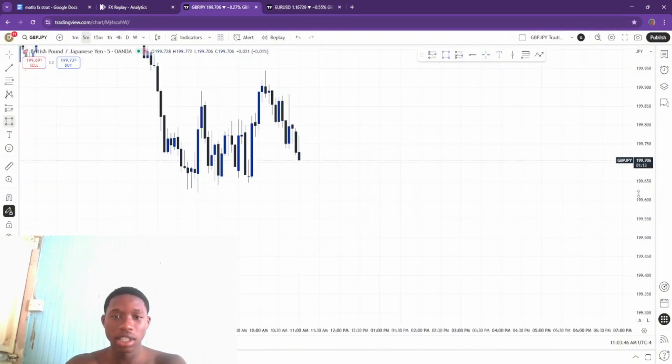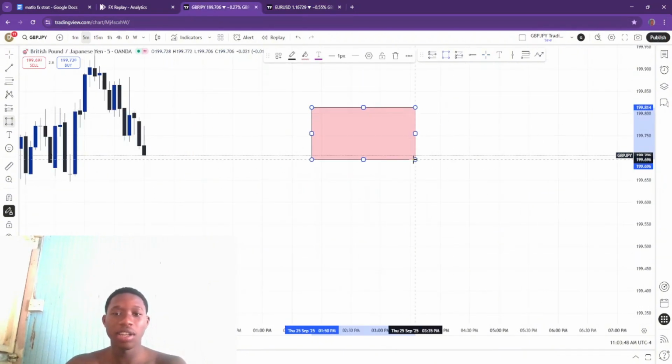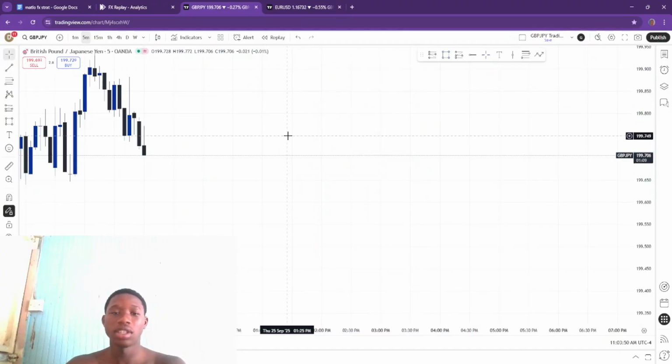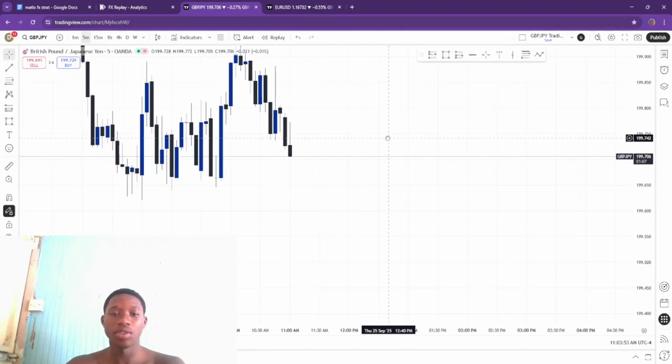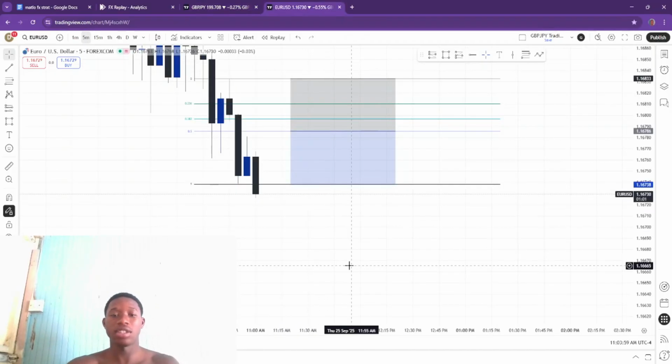GBP USD not giving us any real opportunity. Right now we're looking at Euro USD. Okay, creating a gap right now. All right, seeing some action.